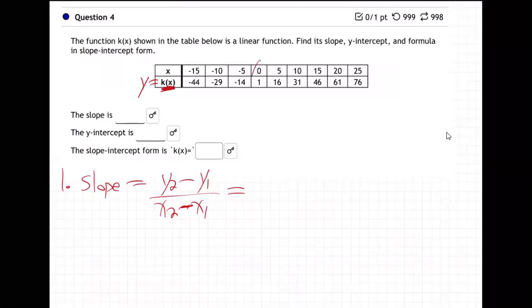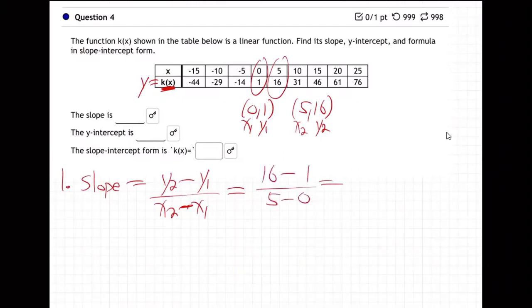So I'm going to use these two and these two because those numbers just look easiest. So I'm going to use 0, 1, and 5, 16 as my x1, y1, x2, y2. But you could use any 2 you want. It doesn't matter. It'll come out the same, whatever you do. So y2 is 16 minus y1, 1, over x2, 5, minus x1, 0. 15 over 5, 3. So the slope is 3.